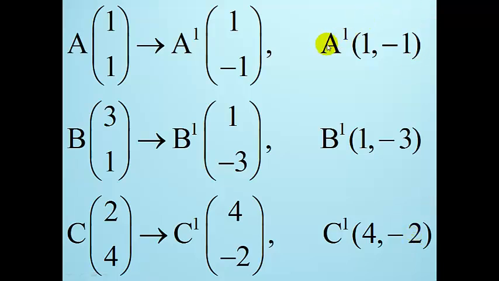Now these are the images. The image of A is A prime (1, -1). The image of B is B prime (1, -3). And the image of C is C prime (4, -2).